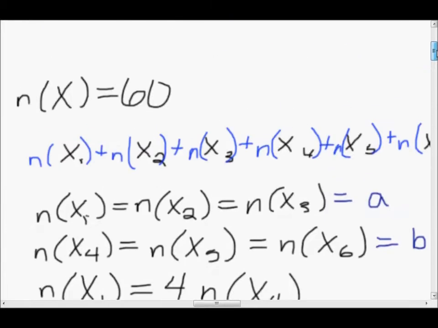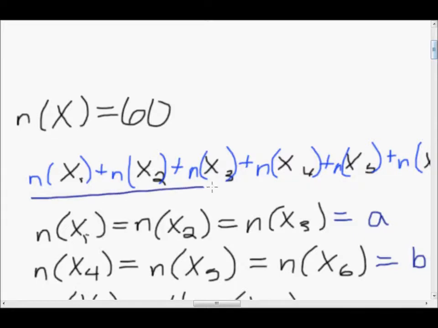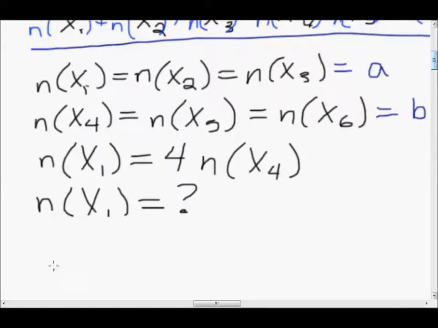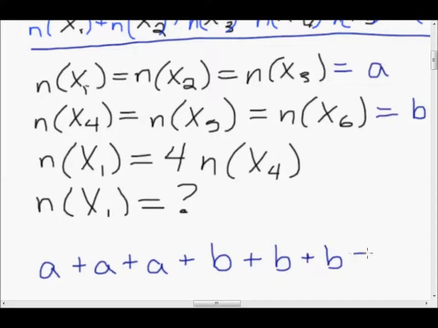Let's first go up here and do substitution in this big one that I was saying was so important. So the number of things in x1, which is a, plus the number of things in x2, which is a, plus the number of things in x3, which is a, plus the number of things in x4, which we've called b. Again, these are just numbers. We don't know what they are yet, so we're just using these as placeholders, plus the number of things in x5, plus the number of things in x6. All these added together are 60.